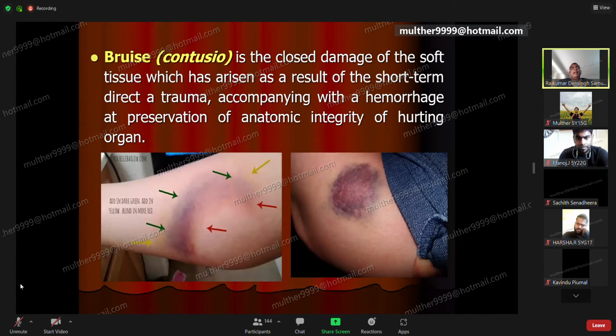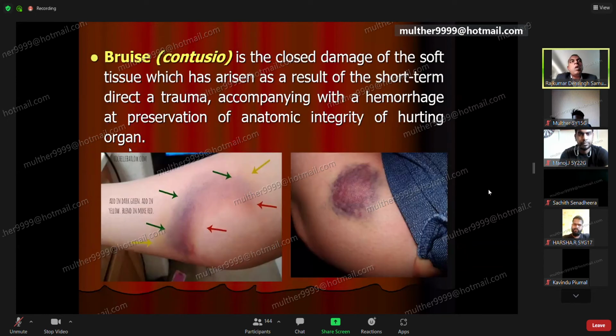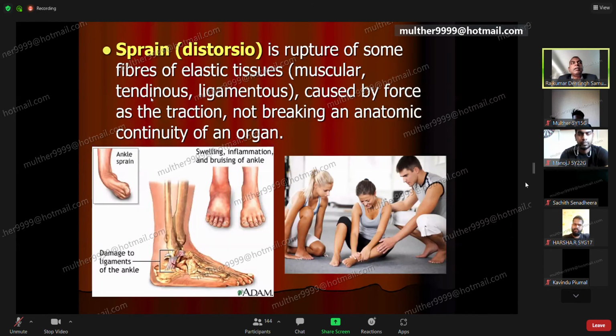The next thing that we can see in elastic tissue is called a sprain. What do you mean by sprain? We can see over here, sprain or rupture. Sprain happens to muscles. It can happen to tendons or it can happen to ligaments.